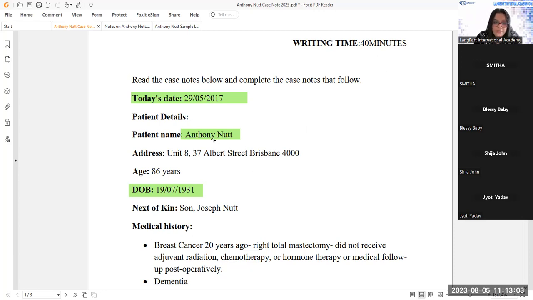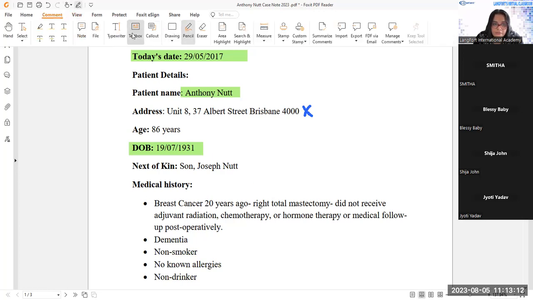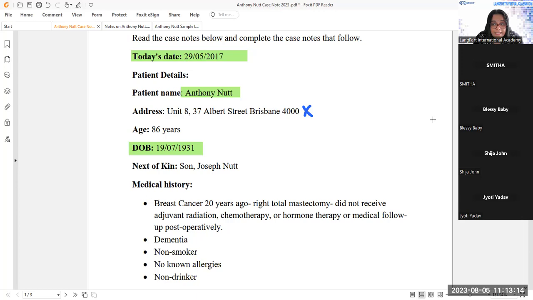Okay, so today's date, patient's name, I don't need the address of the patient. Age, it's up to you, it's your decision. And should I include the son's name? Is that relevant? No, ma'am. Take a second, think about it, Smita.